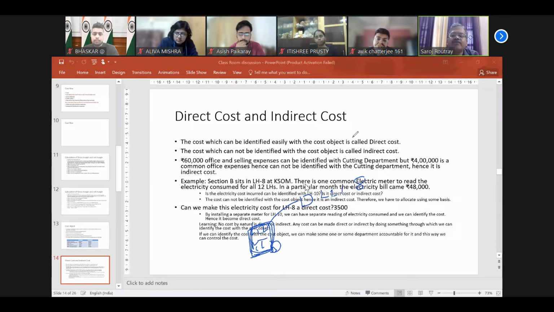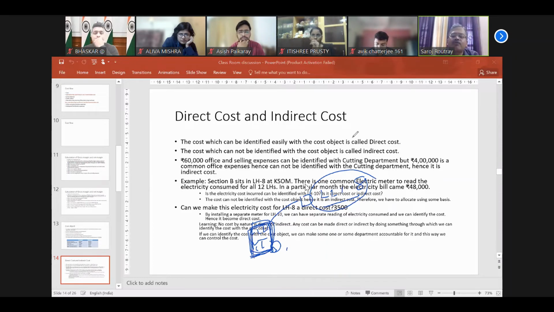But you can identify for the building. And if your cost object is LH8, then you will not be able to find out. Then you will not be able to identify. So if you want to find out the cost of LH8, electricity is an indirect cost.